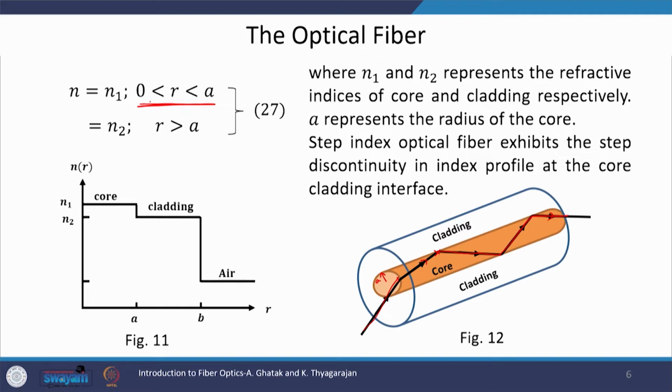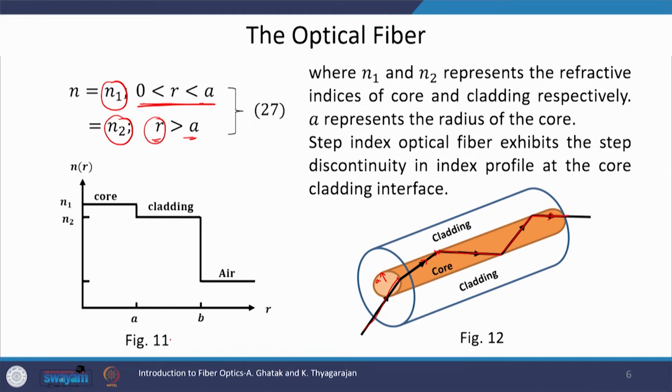Now, say the radius of the core is a. As long as the radius r is between 0 and a, the refractive index is n1, and when the radius is larger than a, the refractive index is n2. This is how the refractive index profile in a step index fiber is defined.